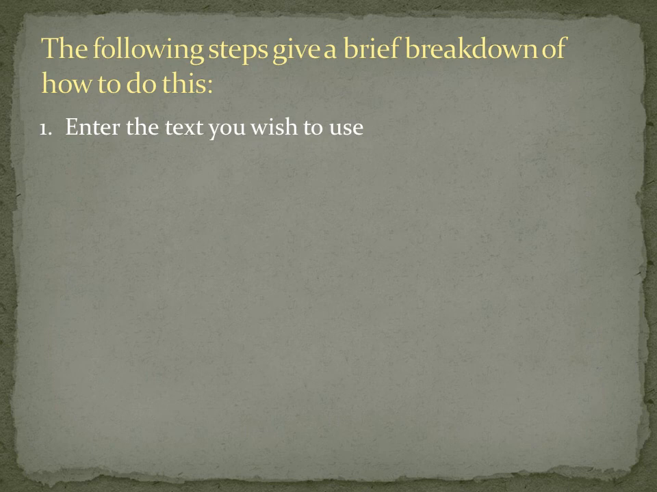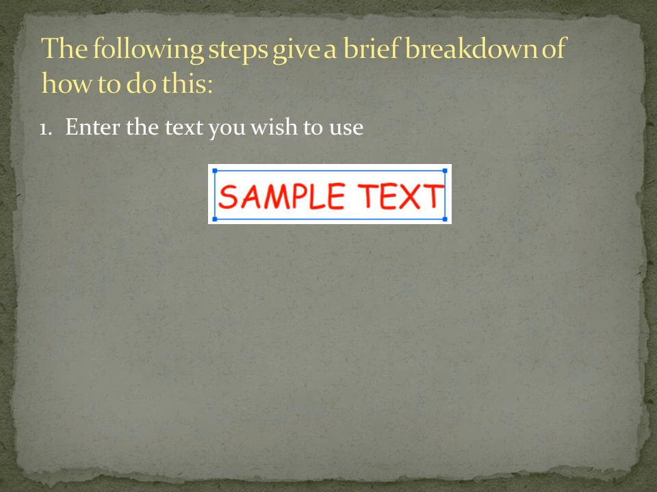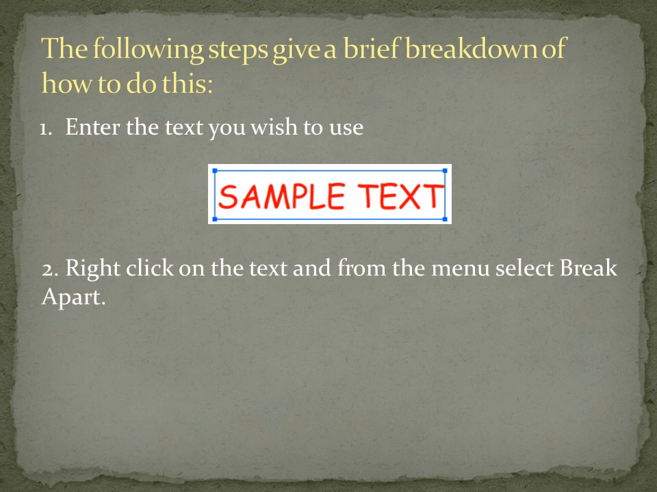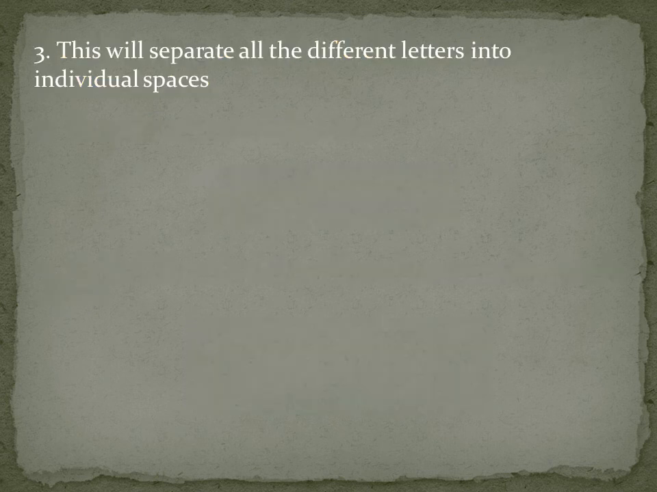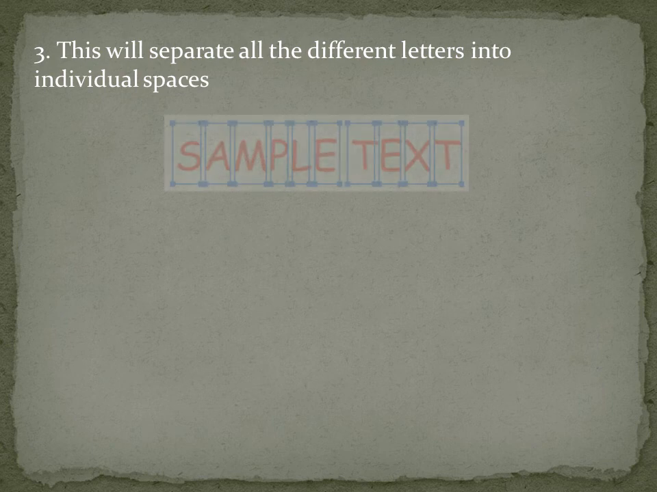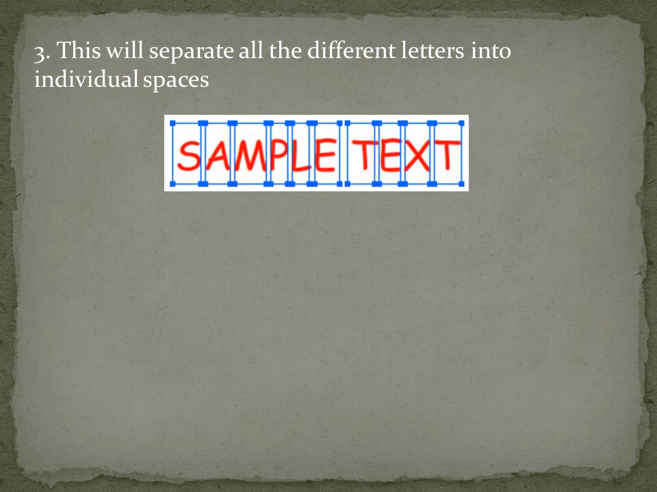Now, these are some steps to break down this text. First, we need to put in the text that you want to use, for example. And as you can see, this text is what we call symbol form. All you have to do is right click the text and from that menu, select break apart. Once you break apart this text, this will separate all the different letters into individual spaces, just like this.